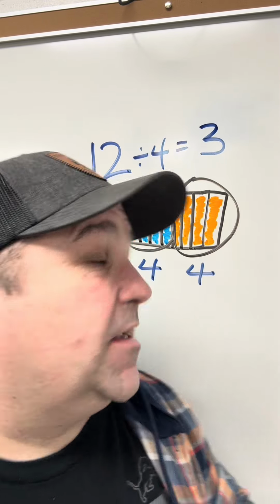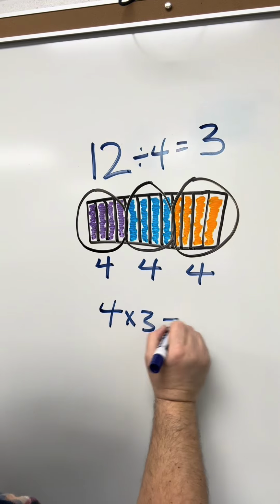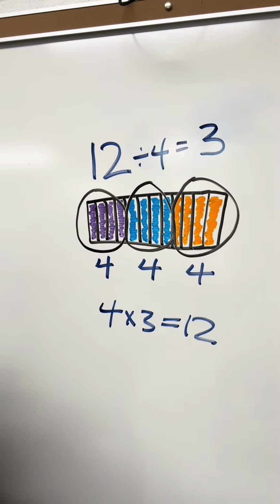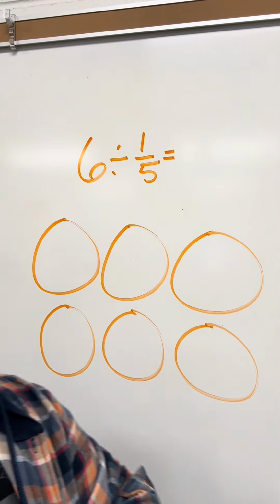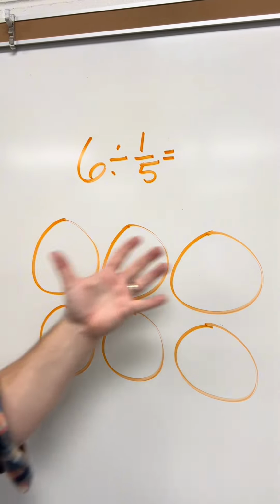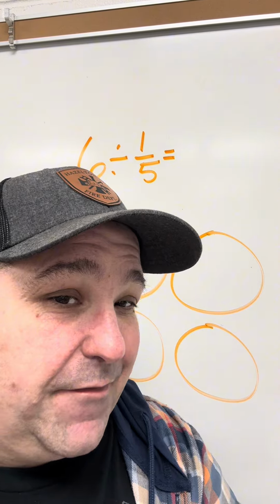And we could also use the opposite multiplication fact to check our work. 4 times 3 does in fact equal 12. Well, let's draw a picture to help us with this one. 6 divided by 1/5. Maybe we've got 6 pizzas, and we're going to divide these into 1/5 slices, and we're going to see how many slices we have.